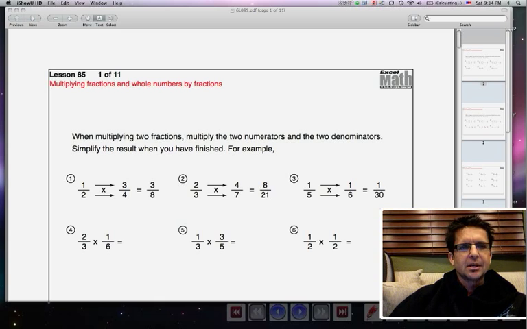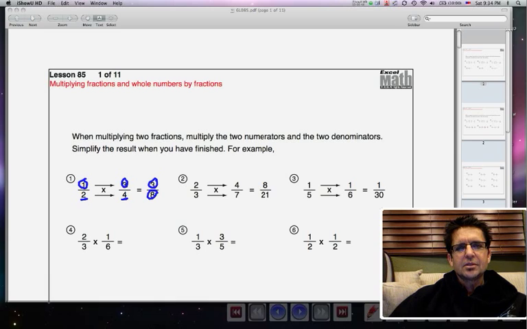For example, here's number 1, 1/2 times 3/4. You multiply the numerator 1 times the numerator 3. 1 times 3 is 3. And then multiply the denominator 2 by the other denominator 4. And that's equal to 8. 2 times 4 is 8. So the answer is 3/8.